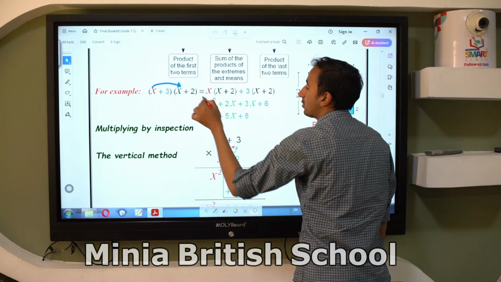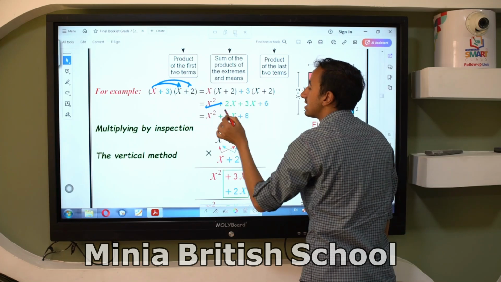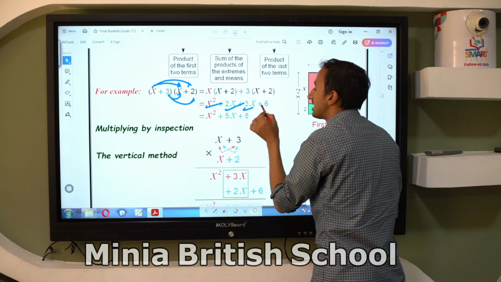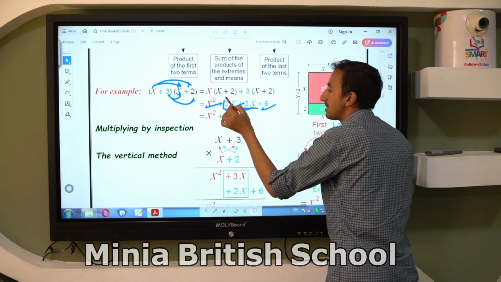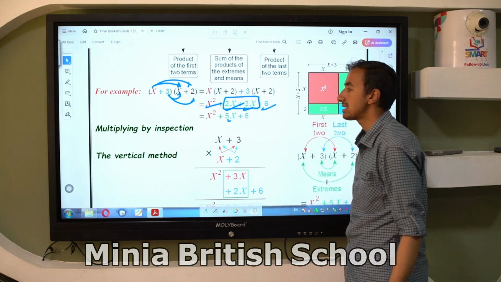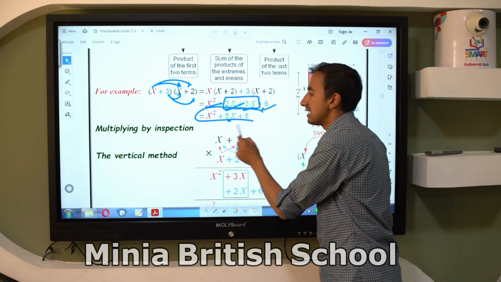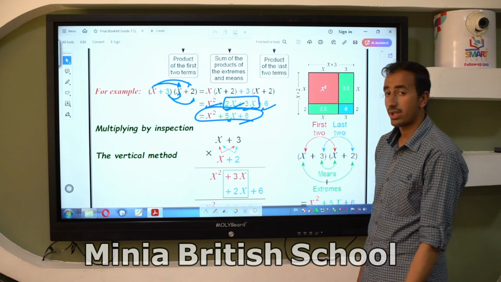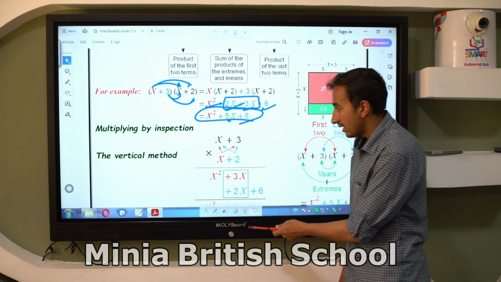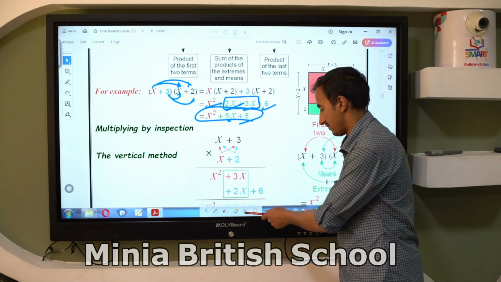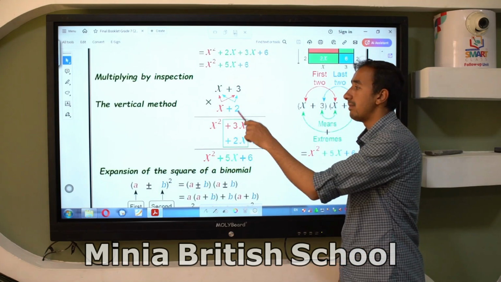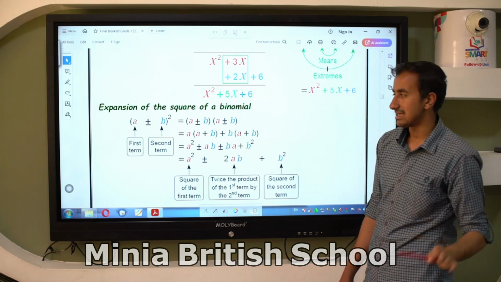x times x, x power 2. x times 2 equals 2x. 3 times x equals 3x. 3 times 2 equals 6. So I can add 2x plus 3x equals 5x. So x power 2 plus 5x plus 6. This is the example, and you can find it by the model of the squares. You can also do it by inspection, or you can use the vertical method, with the same answer.